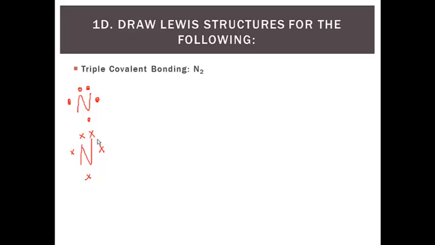So we can see that there's a bunch of holes here. I'm missing here, missing here, missing here. So they're going to share those electrons in order to get their full octet. So I've got 2 nitrogens. They're connected by a triple bond, which means 6 electrons.